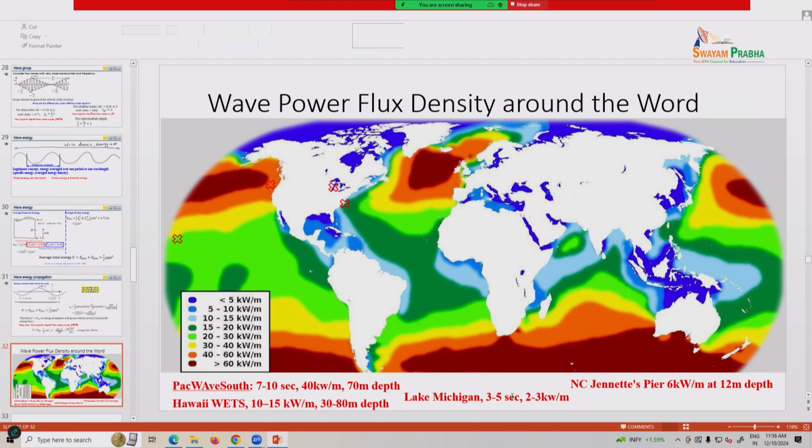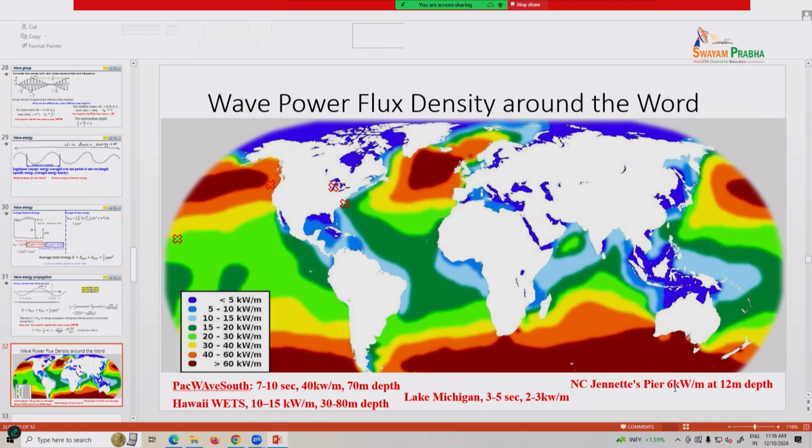Lake Michigan, right, the energy flux is 2 to 3 kilowatts per meter. The wave period is 3 to 5 seconds. And another place on the North Carolina side, there's a test site. One is 5 meters, another even 11 meters. This depth is always changing. The reason is the sand environment, the wave sediment brings sand. So sometimes you see some documents say 11 meters, 10 meters, 12 meters. The flux is about 6 kilowatts per meter.